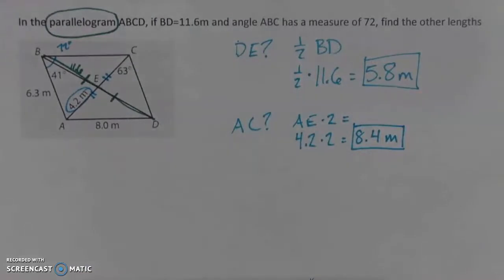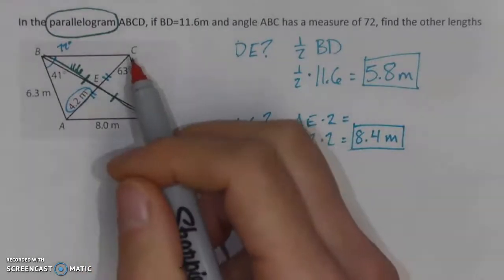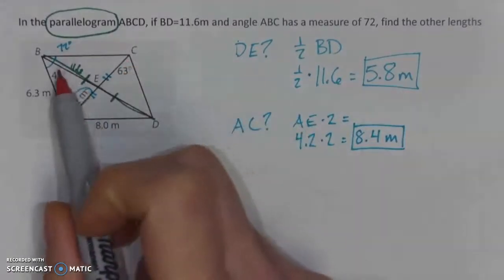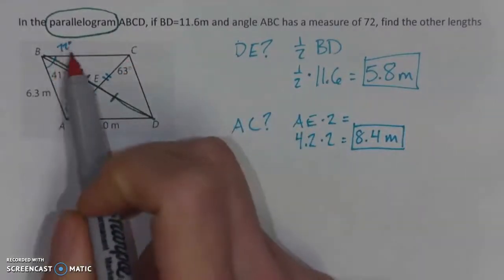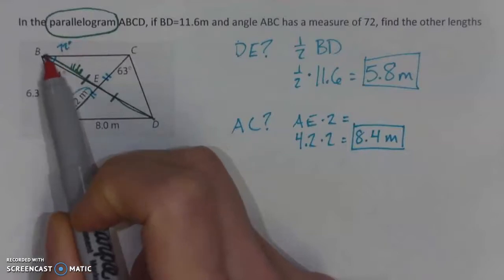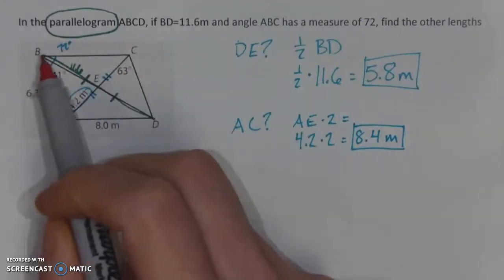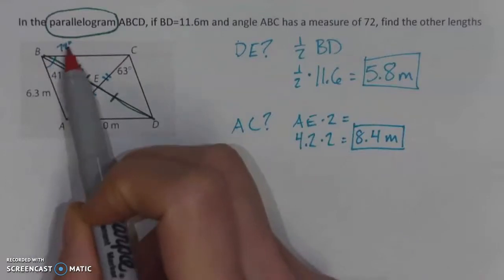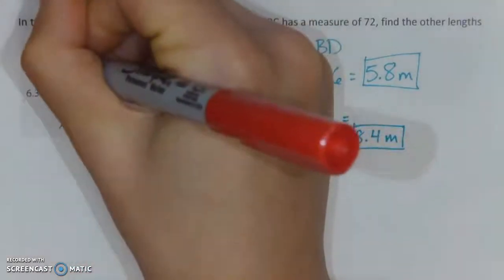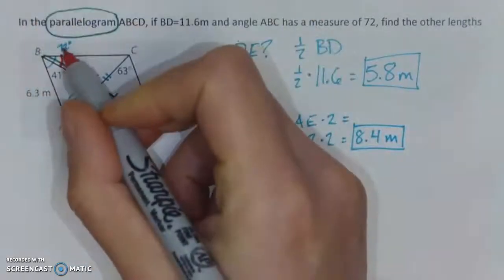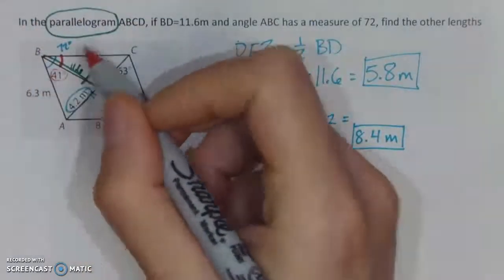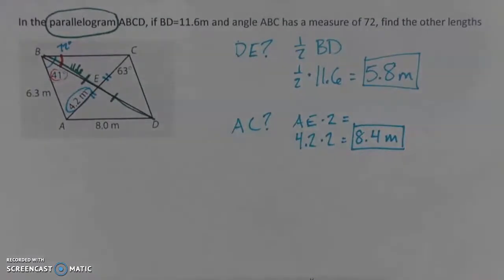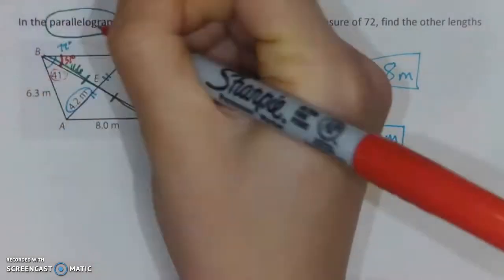All right, now it's time for the angles, and it turns out that we can find pretty much everything in here. So let's start with that. First off, if I wanted to find the angle CBE, if I know the whole angle is 72, that means that this section right here is going to be 72 minus the 41 that was provided. And that's going to give me an answer of 31 degrees.